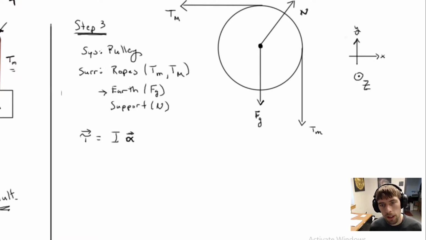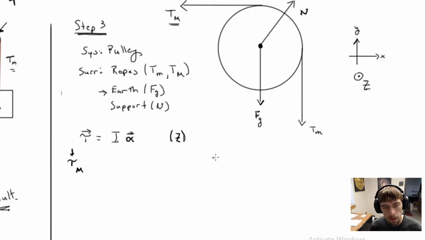Well, I have three directions. Which direction do I really care about for this problem? The z direction. So we're just going to deal with the z direction. First off, I have my torque due to the tension force due to big M. What direction is that? I need to know, is this torque in the positive or the negative z direction?